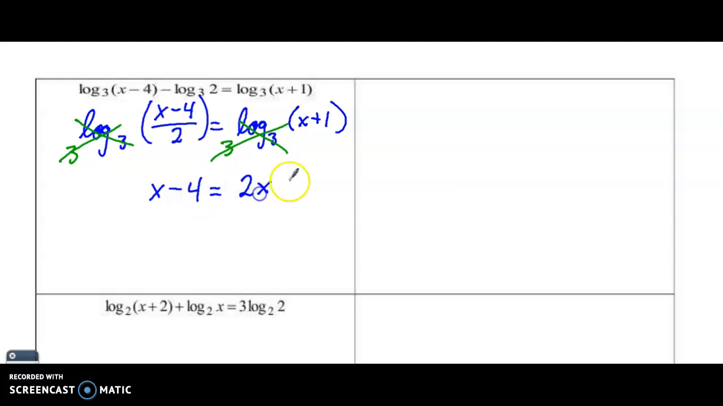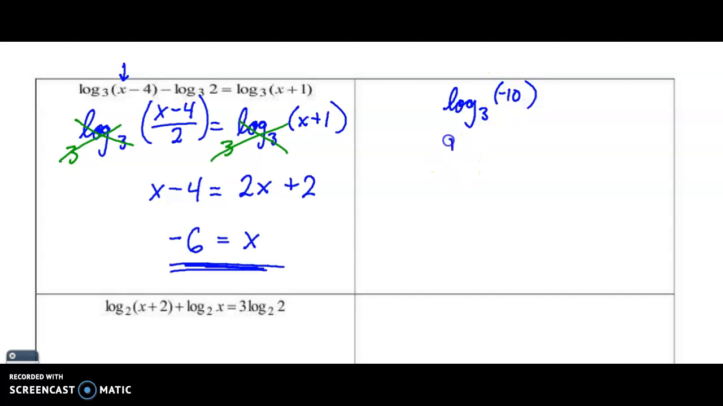I would multiply that 2 over, is how I would do the problem. So we'd have 2x plus 2. Just make sure you distribute that 2. So if I subtract x to the right side, I get 1x. If I subtract 2 to the left side, I get negative 6. Well, that should be a red flag right away, because look right here. We're going to get log base 3 of negative 10. Well, we cannot do that.